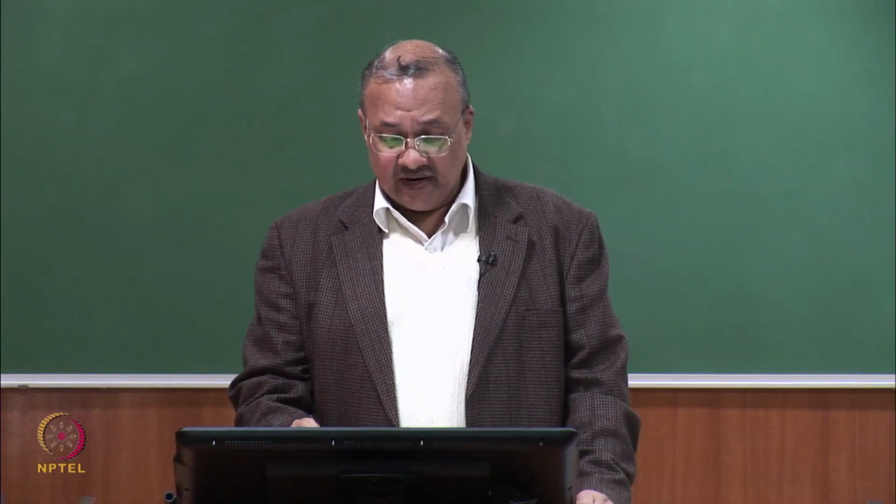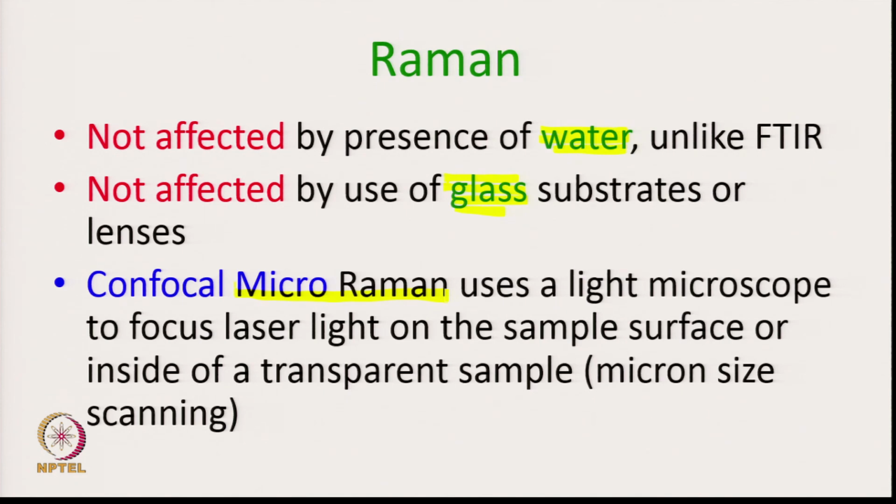So, let us come back to the slide again. What we have said is that the presence of water does not affect Raman. We can use glass, which means we can have the sample on a glass slide or a glass tube, it does not matter. We can use a light microscope where the lenses are of glass to focus the laser light onto the sample surface, or we can take it inside the sample if the sample is transparent, and we can do scanning of the sample in depth. If this is my sample, I can go inside the sample or go across the sample and look at how the chemical nature of the sample is changing.